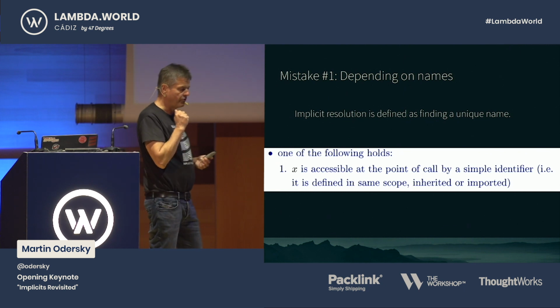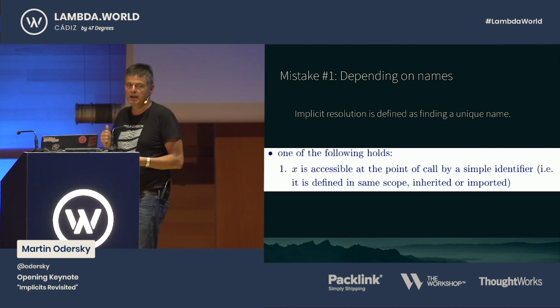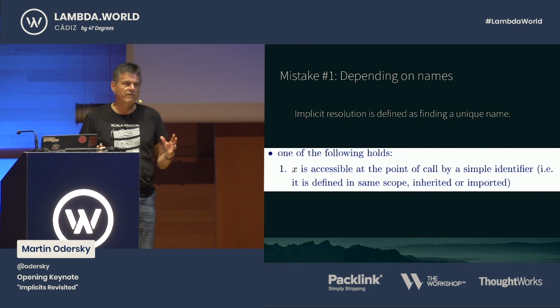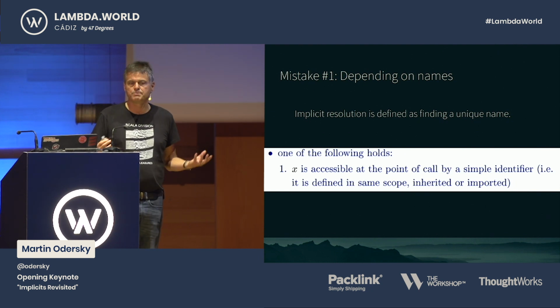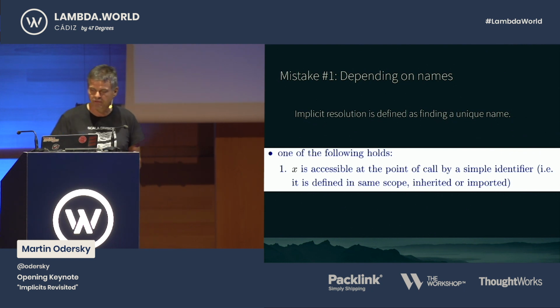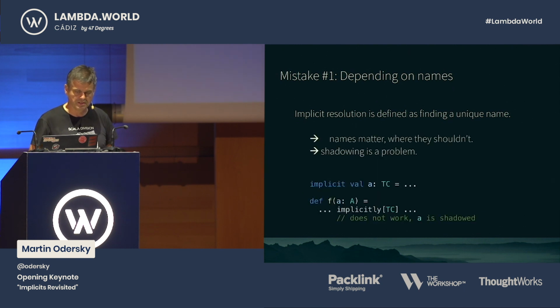So I believe the first mistake was depending on names. Implicit resolution was defined as finding a unique name. I recall this thing in the spec that I underlined in red: one of the following holds, X is accessible at the point of call by a simple identifier. This is very concise, very elegant from a spec point of view. Just one phrase and you're done. Basically, that's what explains everything. But it has unfortunate consequences for programming, because now names matter where they shouldn't and shadowing is a problem.